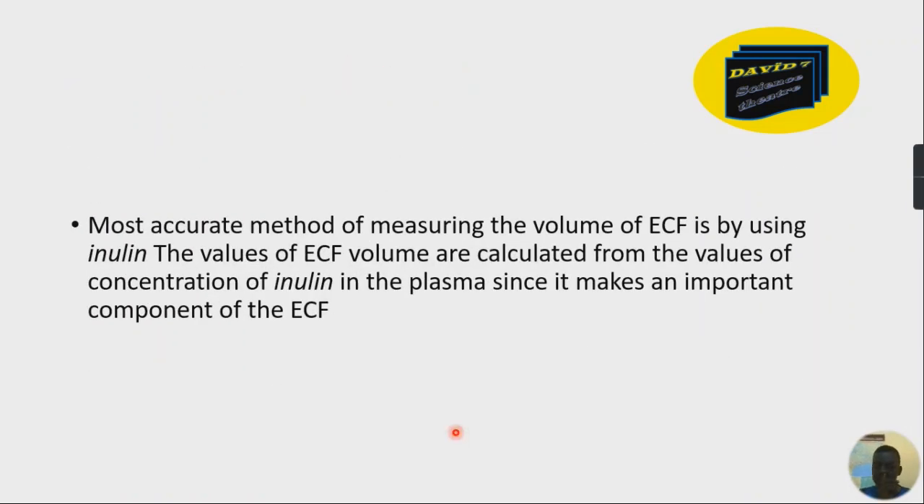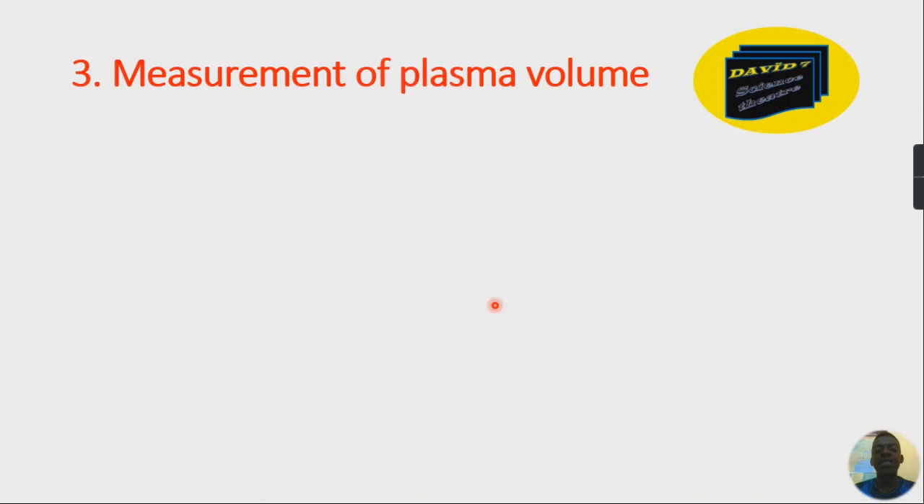Okay, so the most accurate method of measuring the volume of ECF is by using inulin. The values of ECF are calculated from the values of the concentration of inulin in plasma since it makes an important component of the ECF. We say 3.5 liters of blood is plasma. Okay. 3. We have measurement of plasma volume.